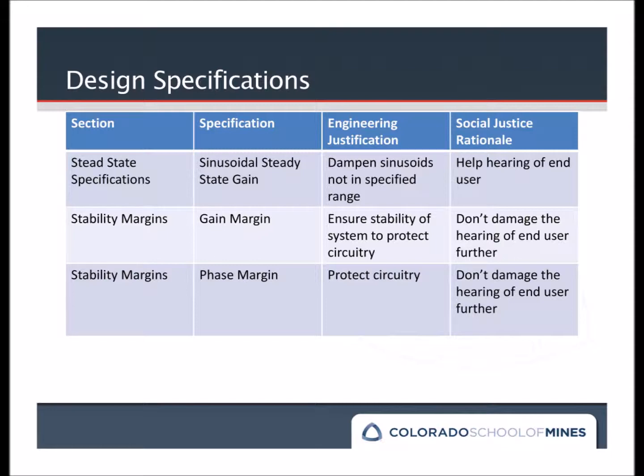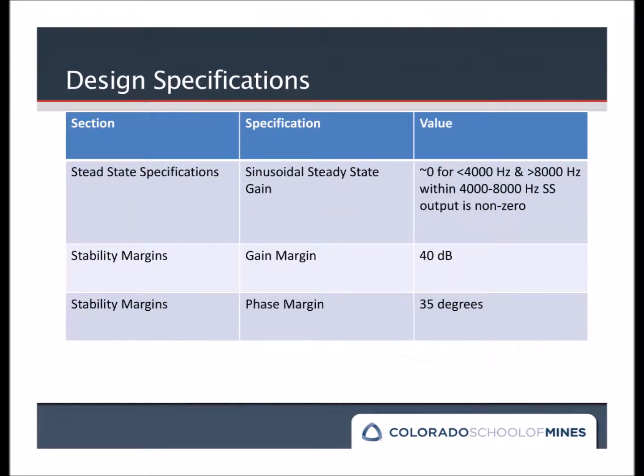The goal with these design specifications is to increase the stability of the system as much as possible to improve the user's experience. To quantify these design specifications, the steady-state gain of the system should be minimized for all frequencies less than 4 kHz and all frequencies more than 8 kHz, while providing a non-zero gain between 4 and 8 kHz.